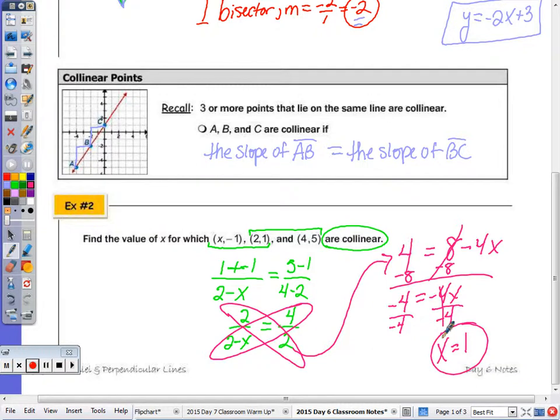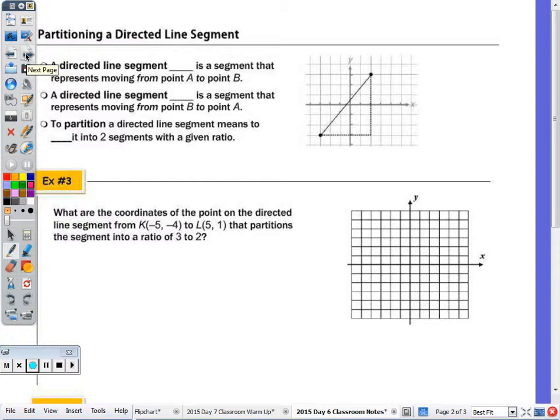On the back side, partitioning a directed line segment. A directed line segment means it has a specific direction, okay? It has a starting point, it has an ending point. You have to pay close attention to where they say it starts and where it ends. In this first bullet, a directed line segment from A to point B would be written as AB. If it was switched from point B to point A, that would be the segment BA. So the order is very important of your letters.